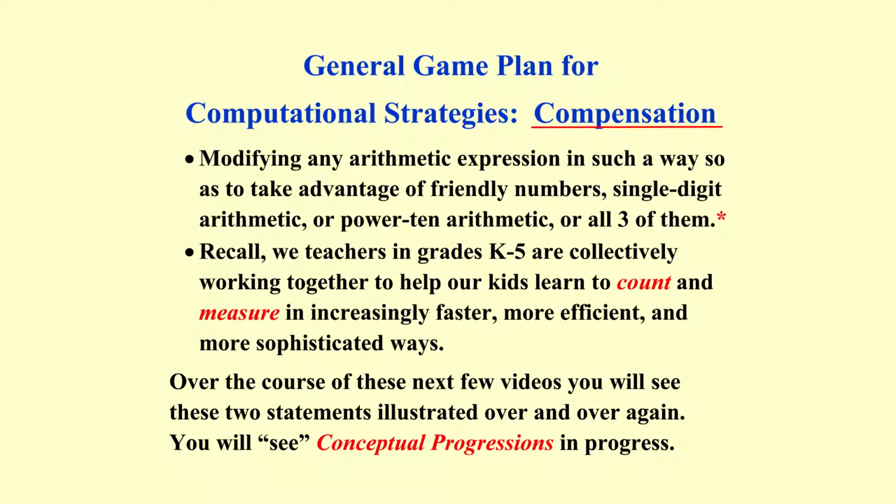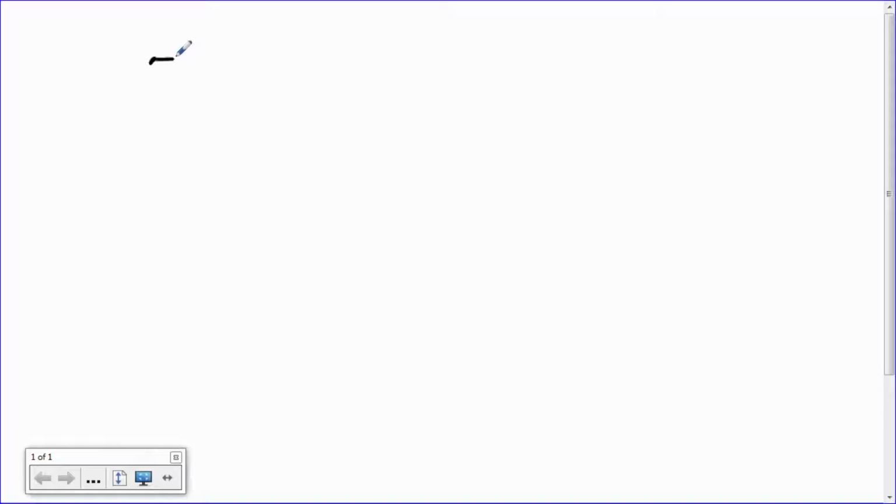Let me illustrate that very briefly, what we mean by taking advantage of friendly numbers, single-digit arithmetic, and combinations thereof. So we're going to turn to a full screen, and I want to give an example of what it is that we were saying in terms of modifying arithmetic expressions so as to take advantage of friendly numbers, single-digit arithmetic, power 10 arithmetic, or combinations thereof. Look at this first simple example.